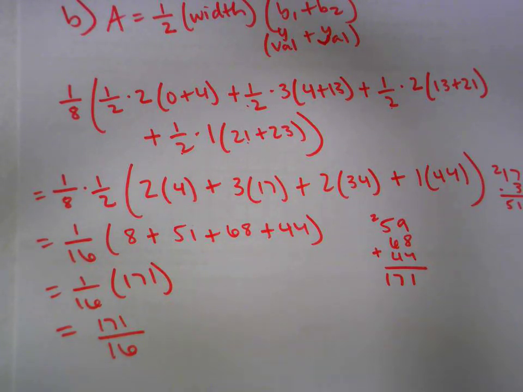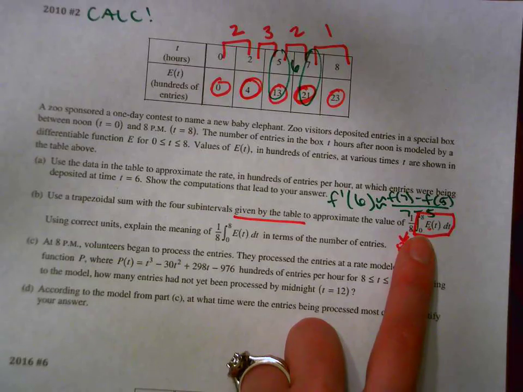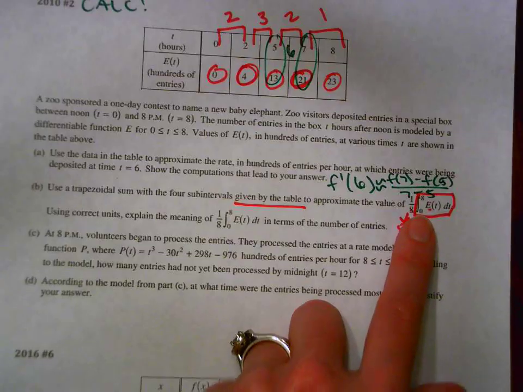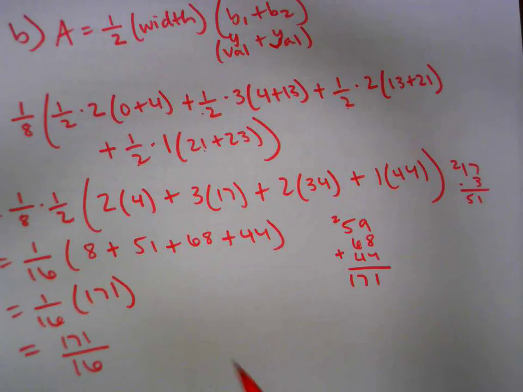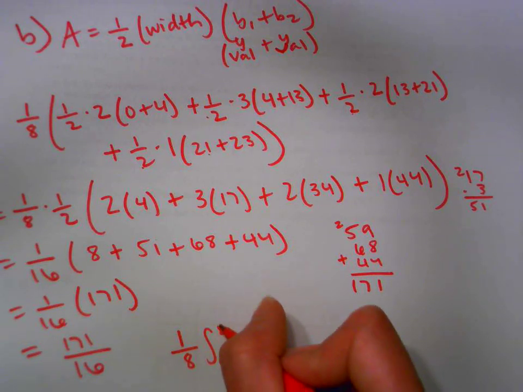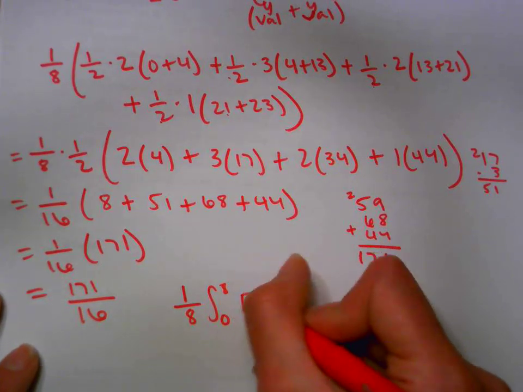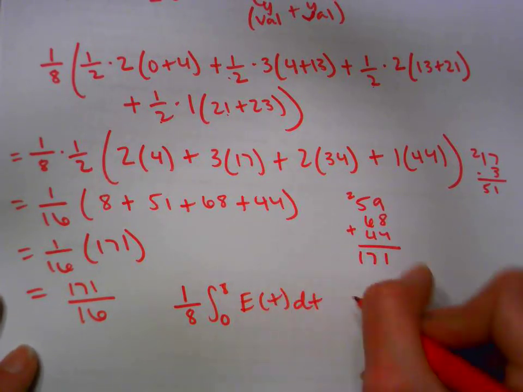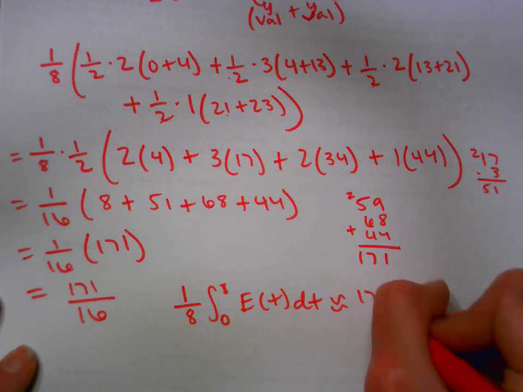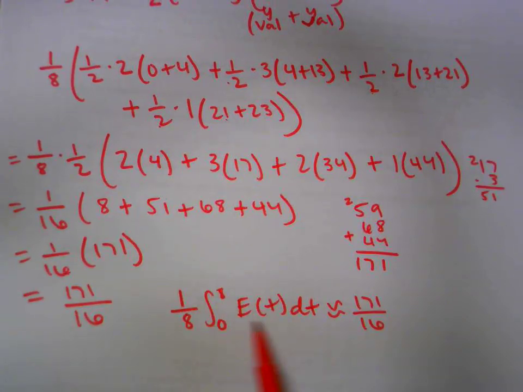So what is that? Let's go back to what we were doing, because sometimes you get lost in just the math. That is the approximate value of this 1/8. So let me go ahead and write down what I was doing. Is the 1/8 times the integral from 0 to 8 of E of t dt is approximately 171/16. Why is it approximate? Because we used a Riemann sum to approximate this integral.